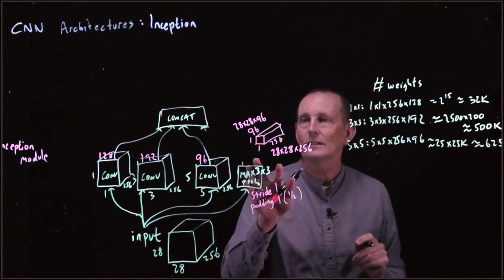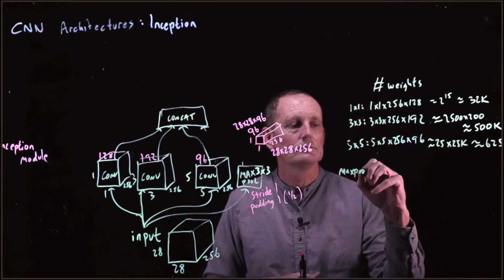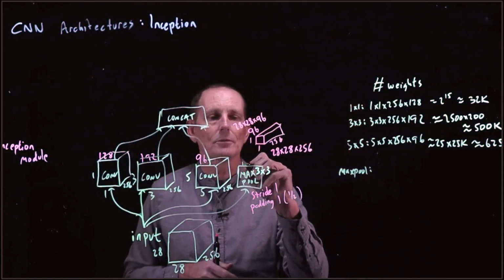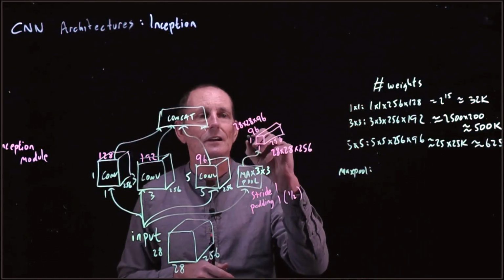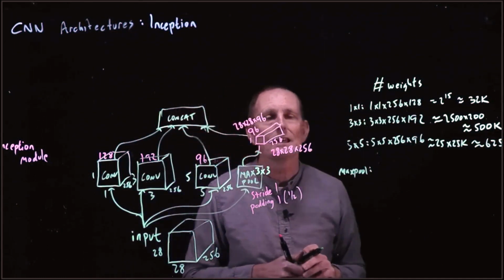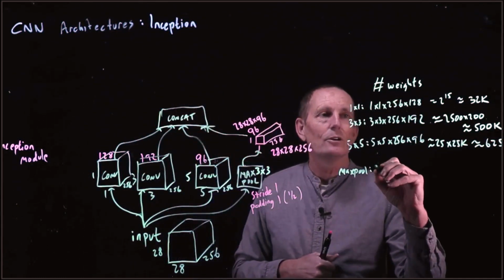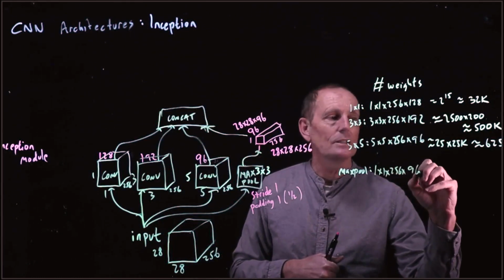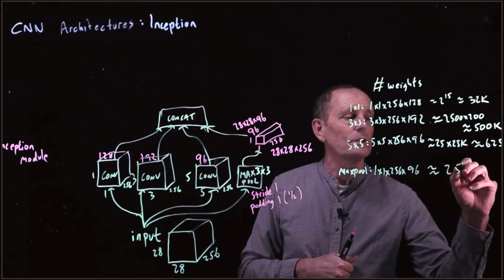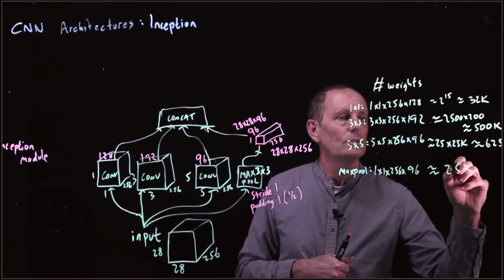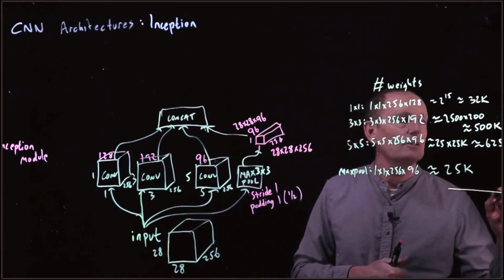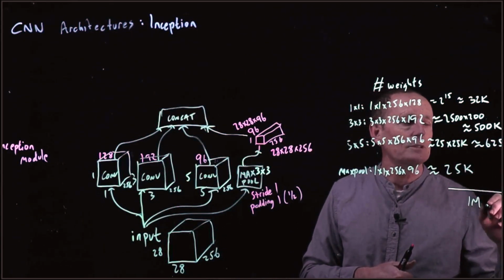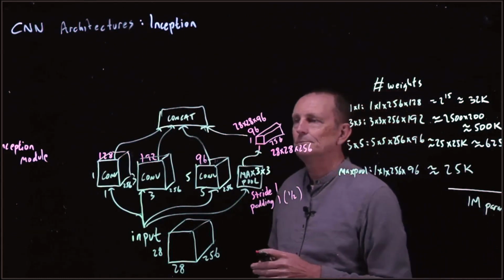which is around 625K. And then finally, our max pool itself doesn't have any weights, but we do have this convolution coming in here, right? Because we're coming in from the max pool into the convolution and then back out to our concatenation. And so here we've got 1 by 1 by 256 by 96. So this is around 25K. So each Inception module has around 1 million params, 1 million weights.